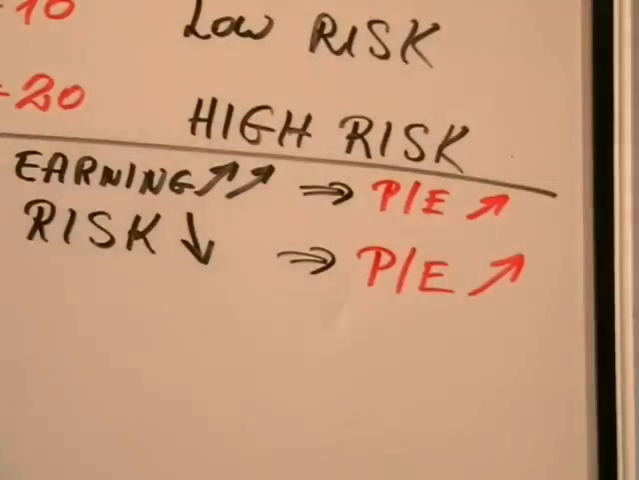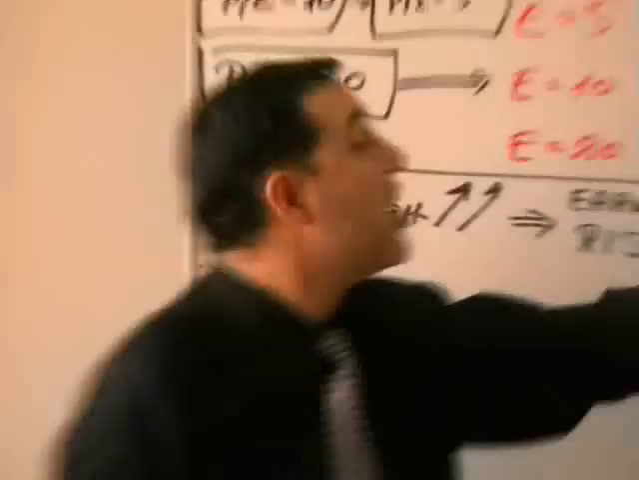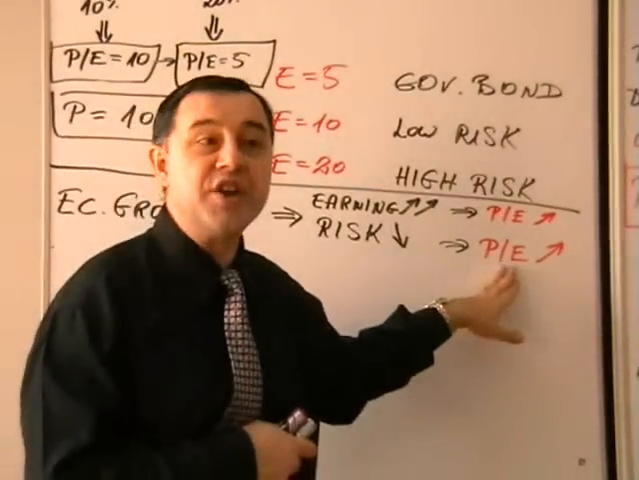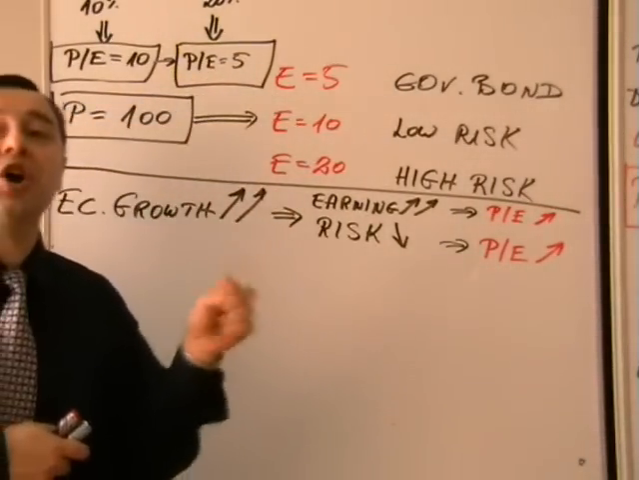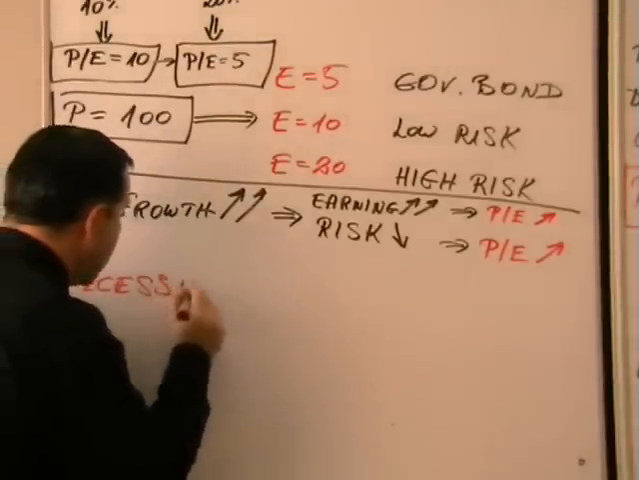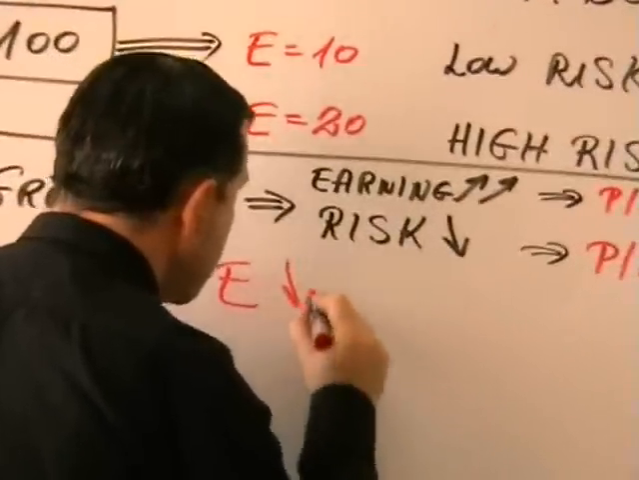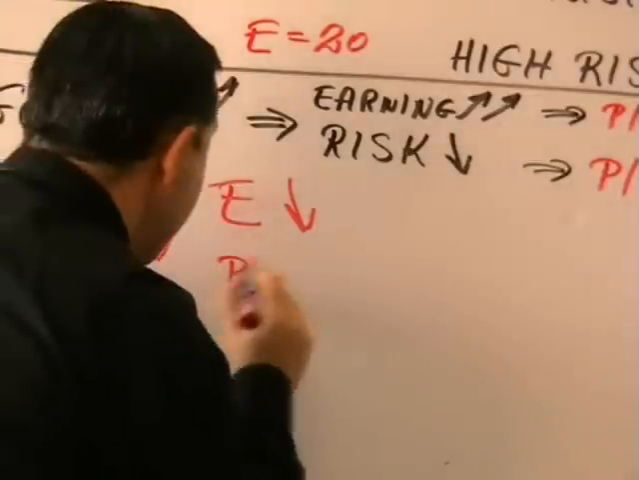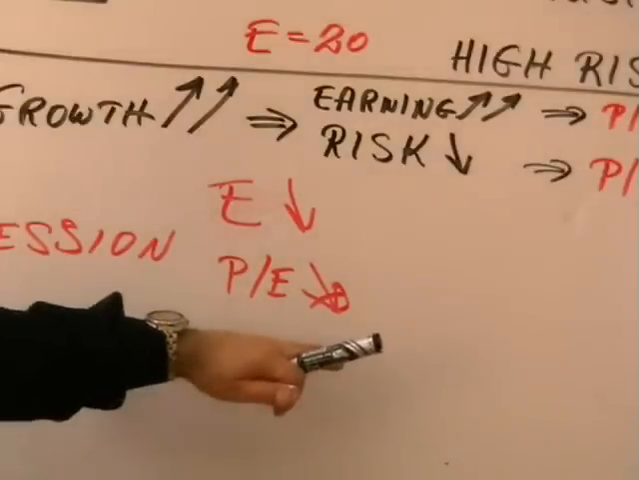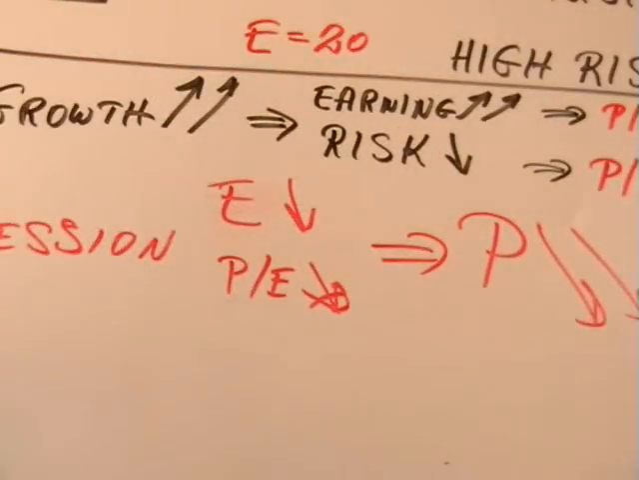One of the key characteristics to understand stock markets is understanding price earnings ratios, and understanding that in a recession, price earnings ratios fall, and that earnings fall. Let's try to do this. In a recession, earnings fall simply because in bad times, earnings fall. Risk rises, and price earnings falls. So in other words, the multiple falls. And as a result, the price falls a lot.